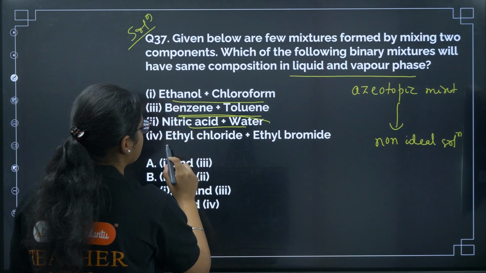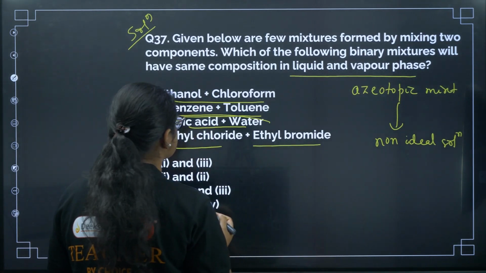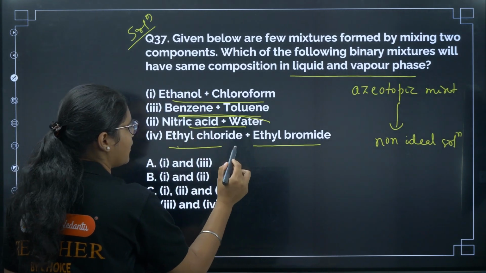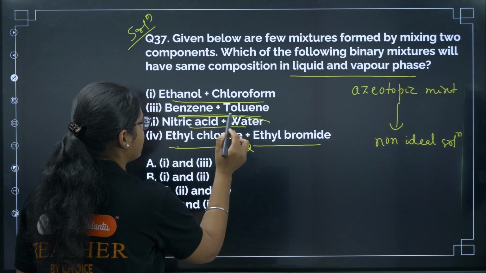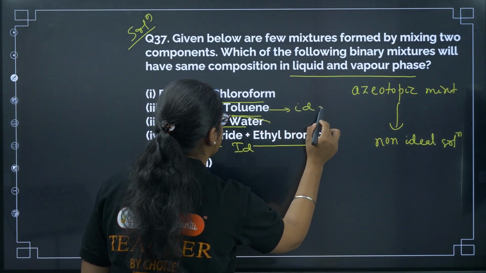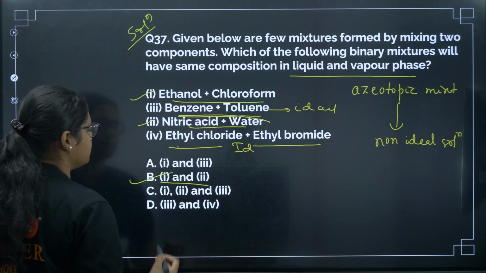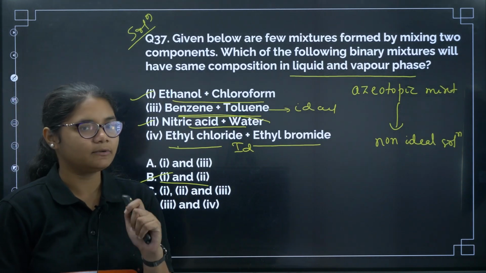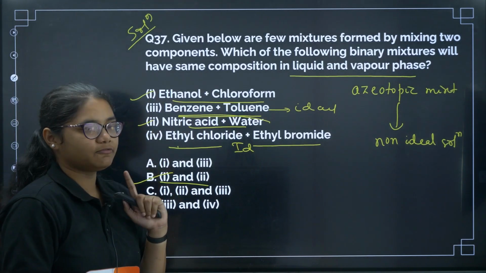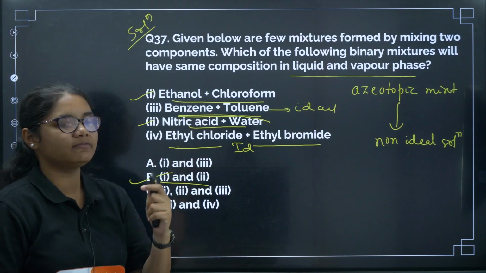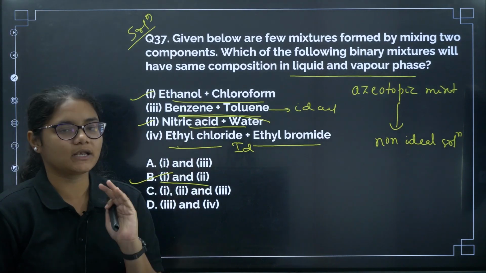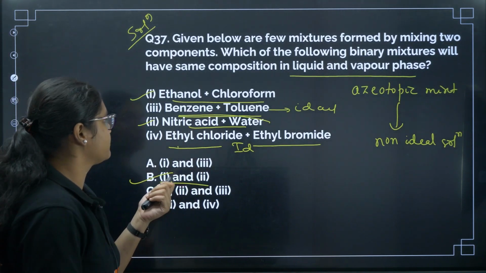The options are ethanol and chloroform, benzene and toluene, nitric acid and water, ethyl chloride and ethyl bromide. Now if you see here, ethyl chloride and ethyl bromide will form an ideal solution, right? And benzene and toluene will also form an ideal solution. So we are left with 1 and 2. So 1 and 2 is in option B. So the correct answer for this question will be option number B. So 1 and 2 will form non-ideal solutions and they can have any type of azeotrope. It can be maximum, it can be minimum also.